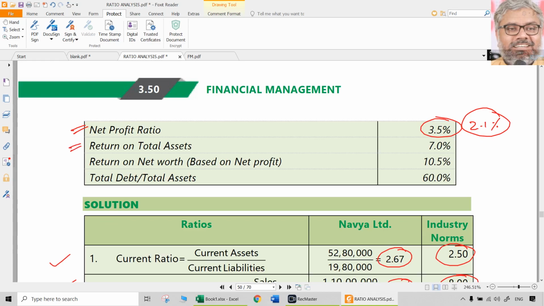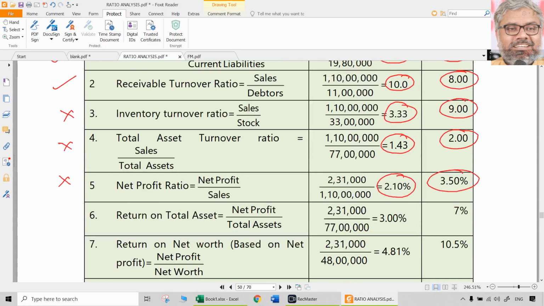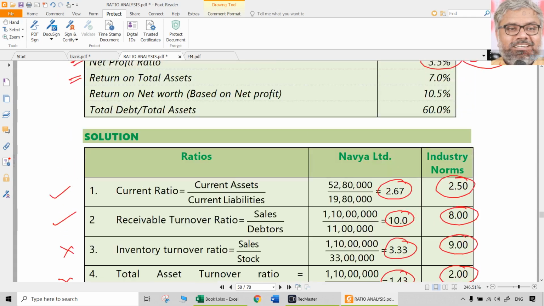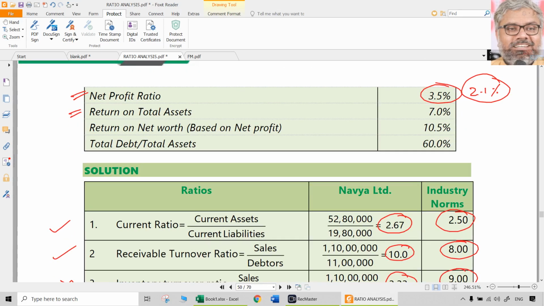Then return on total assets, depending upon the formula that we use. If you take net profit, then the same net profit 2,31,000 divided by total assets of 77 lakhs gives Navya Limited 3% only, whereas the industry norm is 7%. So here also it is underperforming compared with the industry. But we don't know which formula the industry norm is using, so whatever formula you think can be used. If you take EBIT by total assets also, that's not a problem.